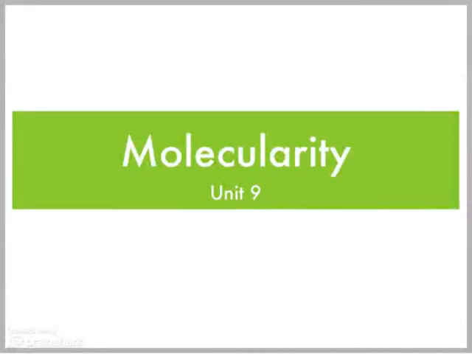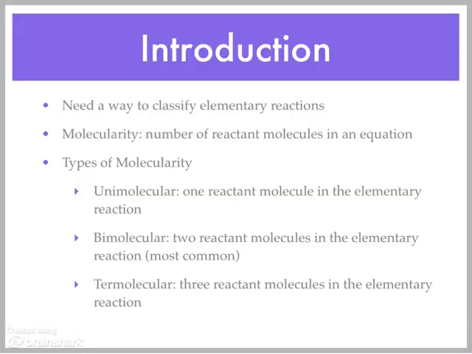So next, let's go over something called molecularity, where just as you had a way of classifying reactions using reaction order, now you need to find a way of being able to classify elementary reactions within a reaction mechanism as well. So you're going to be able to do this by using something called molecularity, which is just basically the number of reactant molecules you have within a particular equation.